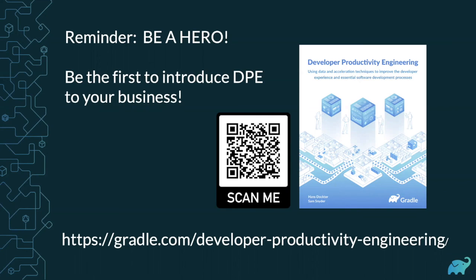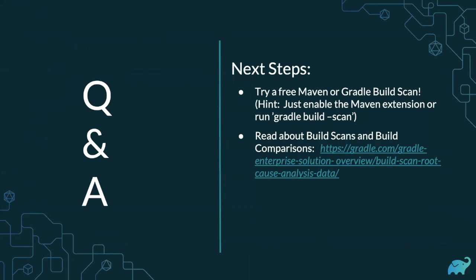And so if you'd like to read more about how you can be a hero for your organization by implementing some of these things, you can take a look at the ebook here and put yourself in the position. Ask yourself the question: what if you had been the employee who brought DevOps into the organization? What would that have done for your own career path and trajectory? Try a free Maven or Gradle build scan. We showed you how to do that in the demo. You can read about scans and comparisons here.